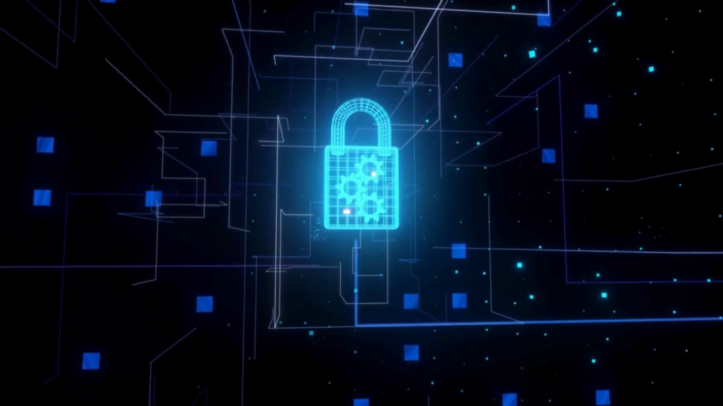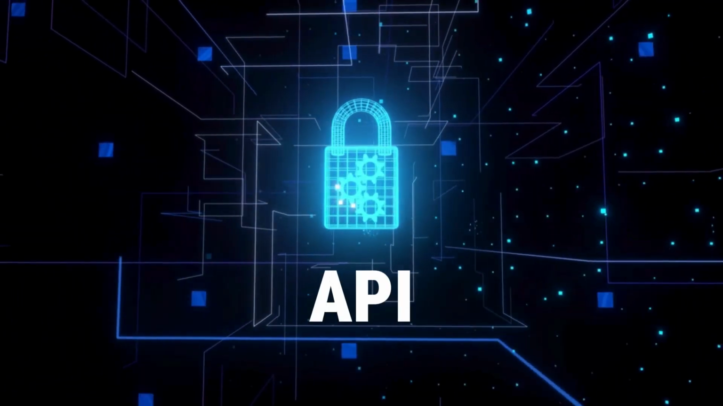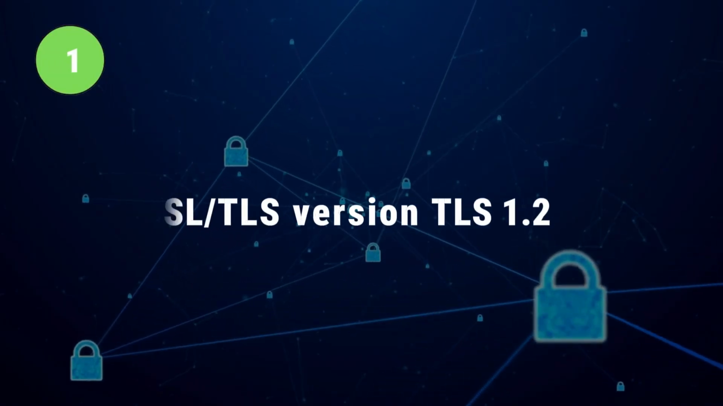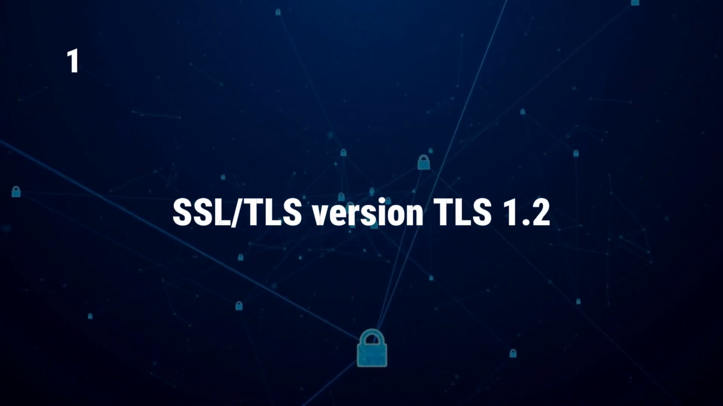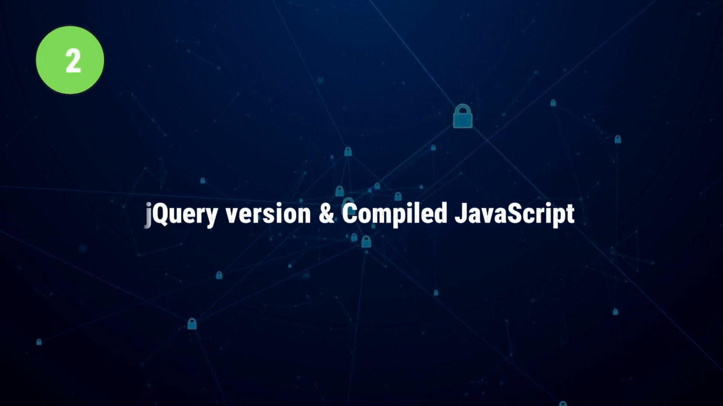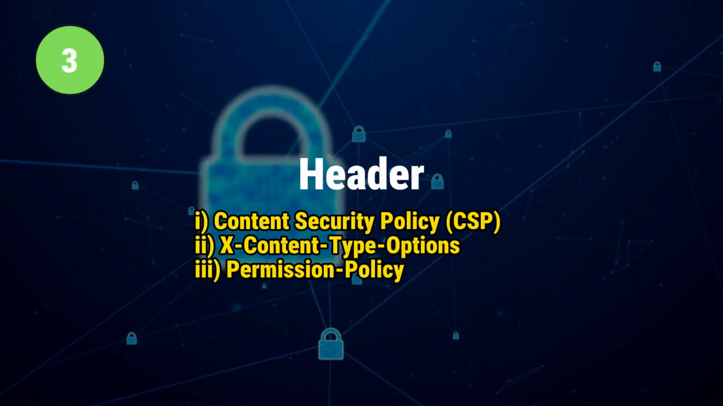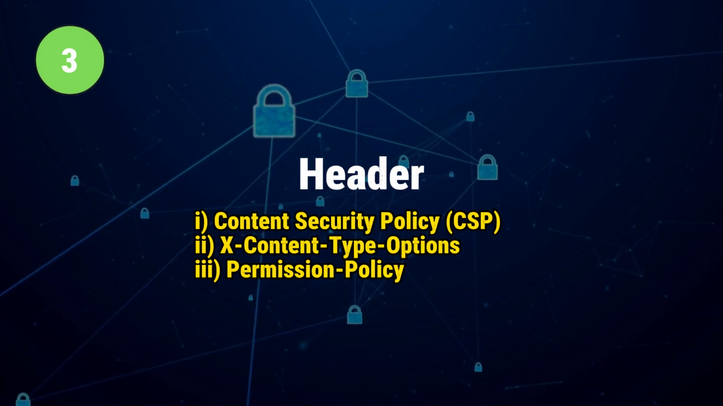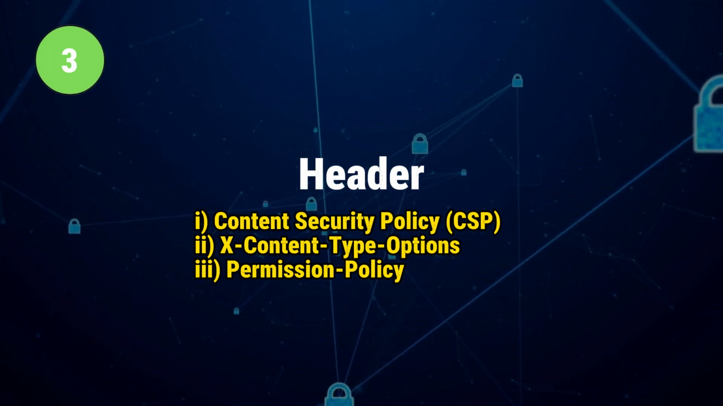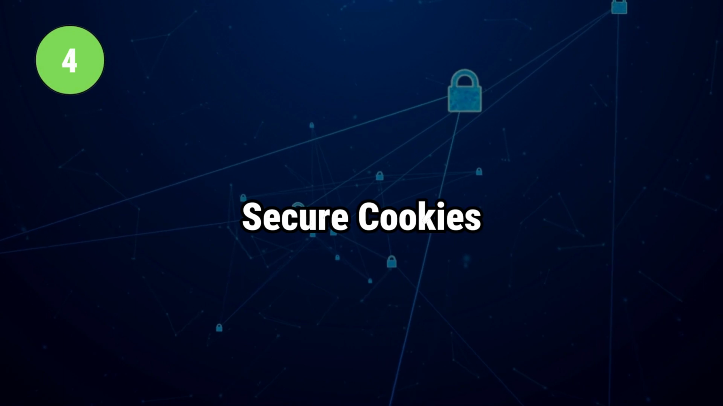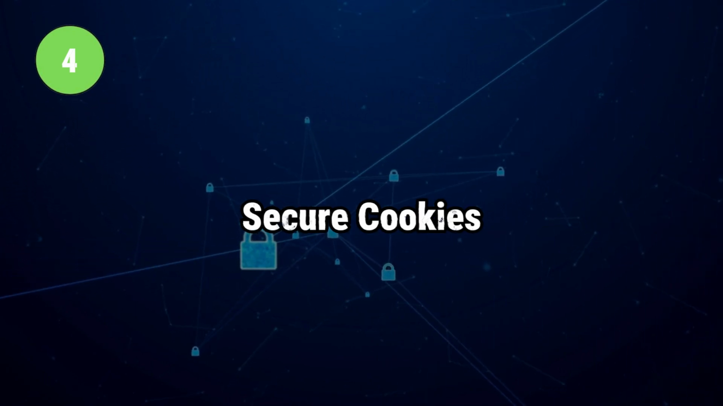To apply security in your API, you must consider these steps. Number one, apply proper SSL/TLS version, then jQuery version and compile JavaScript. You can also fix your headers with content security policy, X-Content-Type and permissions policy. And also you need to secure your cookies.